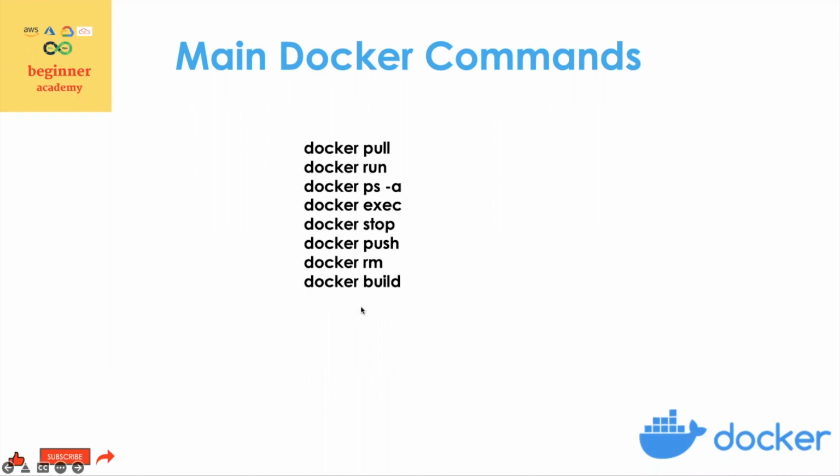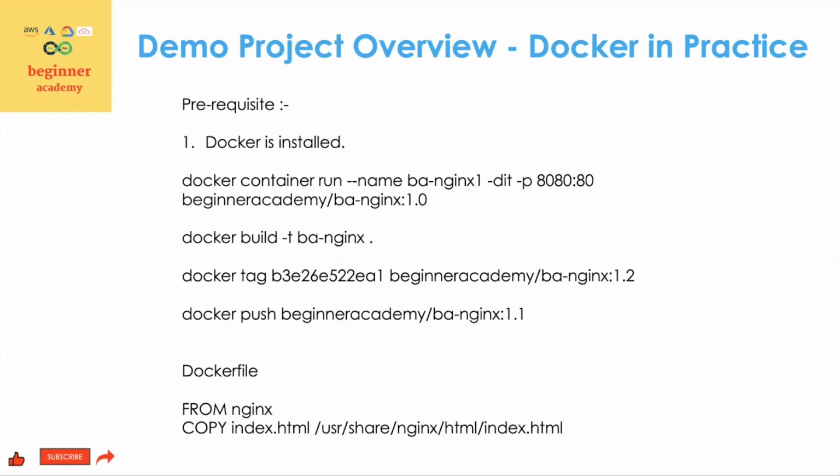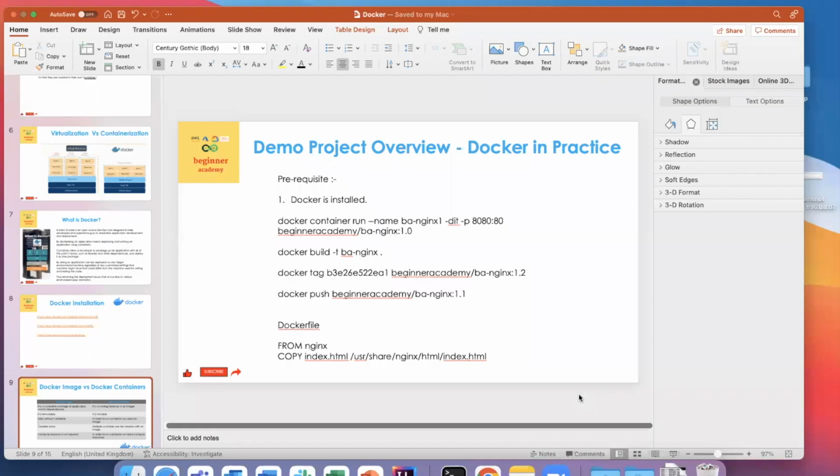Let's go to the practice session. The prerequisite for this practice is that Docker should be installed. The next command is Docker container run, to run a particular container and how exactly it has to be run. The next command is Docker build to build a particular image, and thereafter the Docker push command. A sample Docker file, a basic Docker file, would have content like FROM nginx and COPY this particular file. So let us go to a demo.